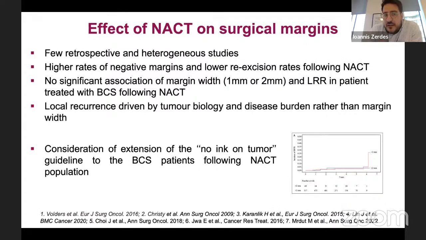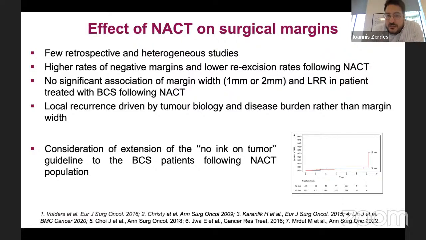Another issue that has not been touched upon and included in the previous meta-analysis is the effect of neoadjuvant chemotherapy on surgical margins. In this field, there are few retrospective and heterogeneous studies which showed that high rates of negative margins and lower re-excision rates were observed following neoadjuvant chemotherapy treatment, and that no significant association of margin width was observed in terms of locoregional recurrence in patients treated with breast conserving surgery following neoadjuvant chemotherapy.